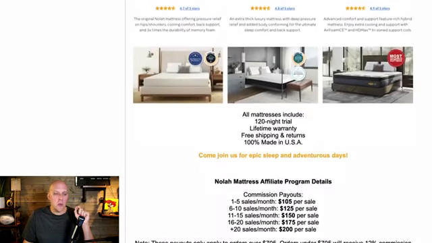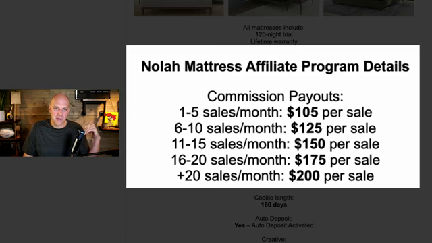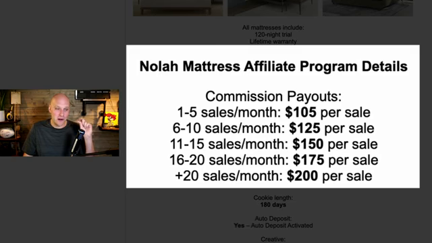If you go down, one of the things you'll see here is that they have what's called a tiered payout system. And I've got another tip coming for you that's going to be super helpful. What we can see here is they have what looks like 5 different tiers. If you can get up to doing 20 sales per month, you're going to make $200 per sale. So they will almost double your commission based on the amount of sales you're generating each month.